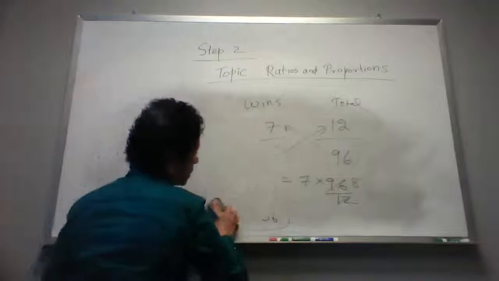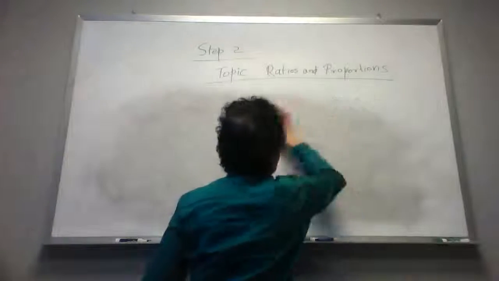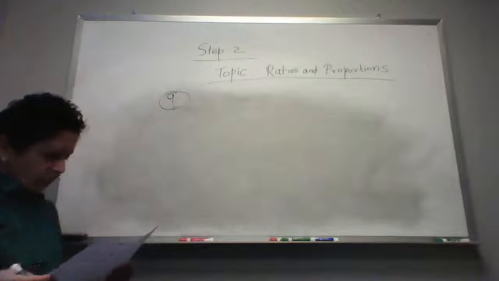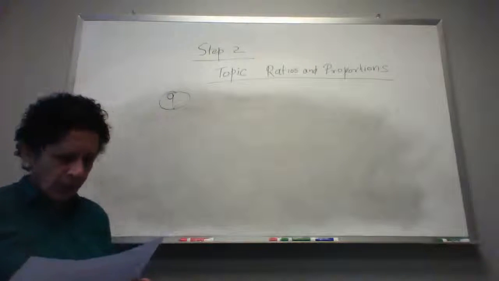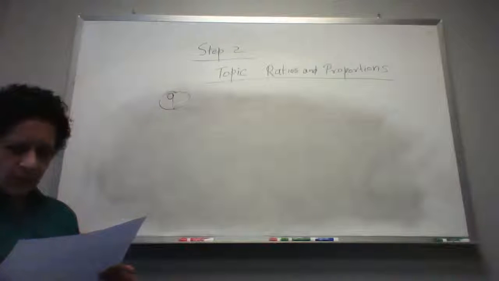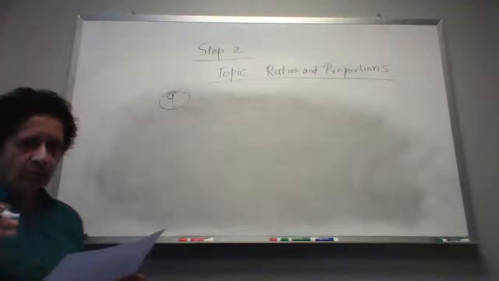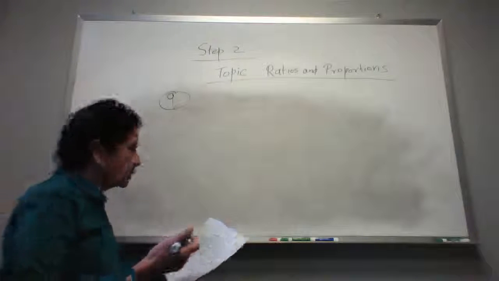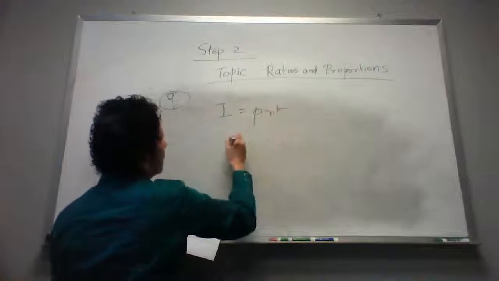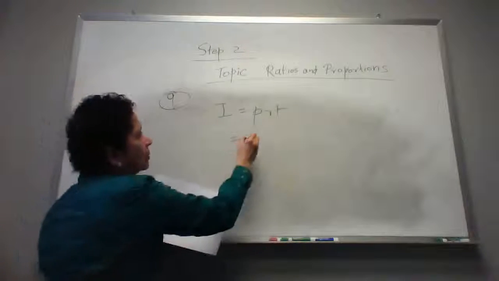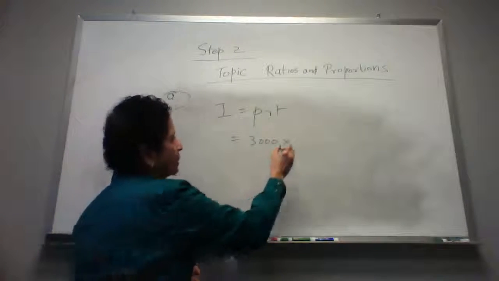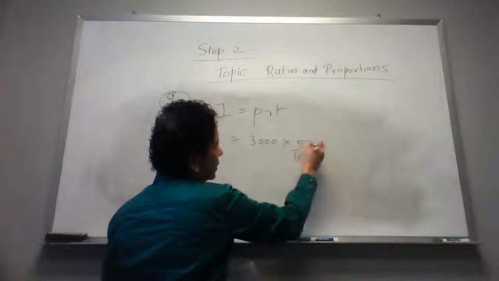So now let's move on to the next problem. Problem number 9. Bob borrowed $3,000 at 5% interest rate. At the end of 3 years, how much money does he have to pay? So he borrowed money at this interest rate. You need to remember the interest formula, I equals PRT. He borrowed $3,000, so that is P. And then the interest rate is 5%, so 5 over 100.